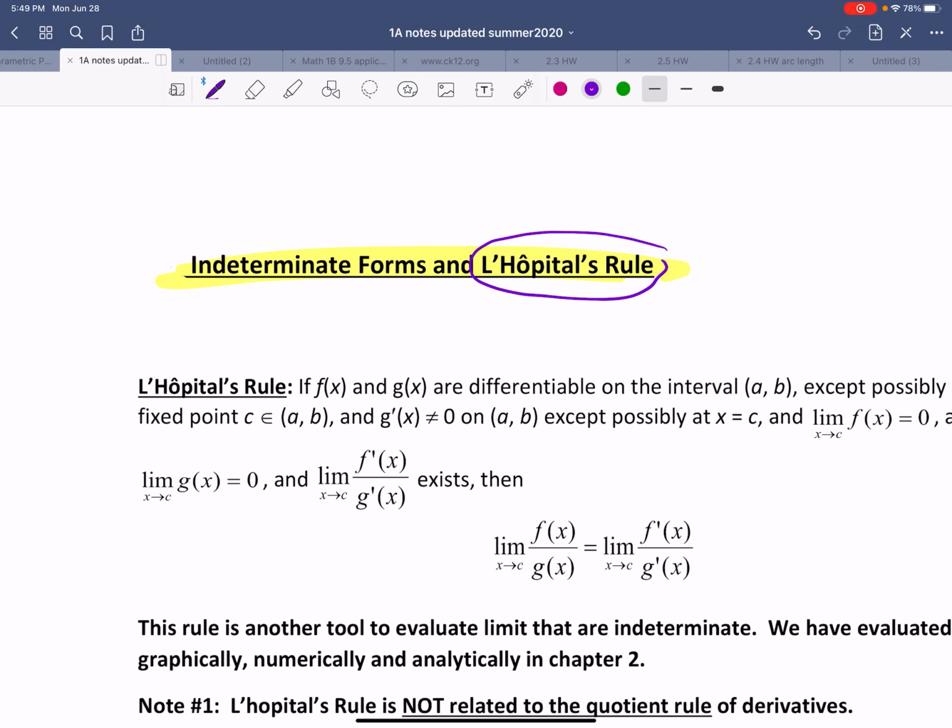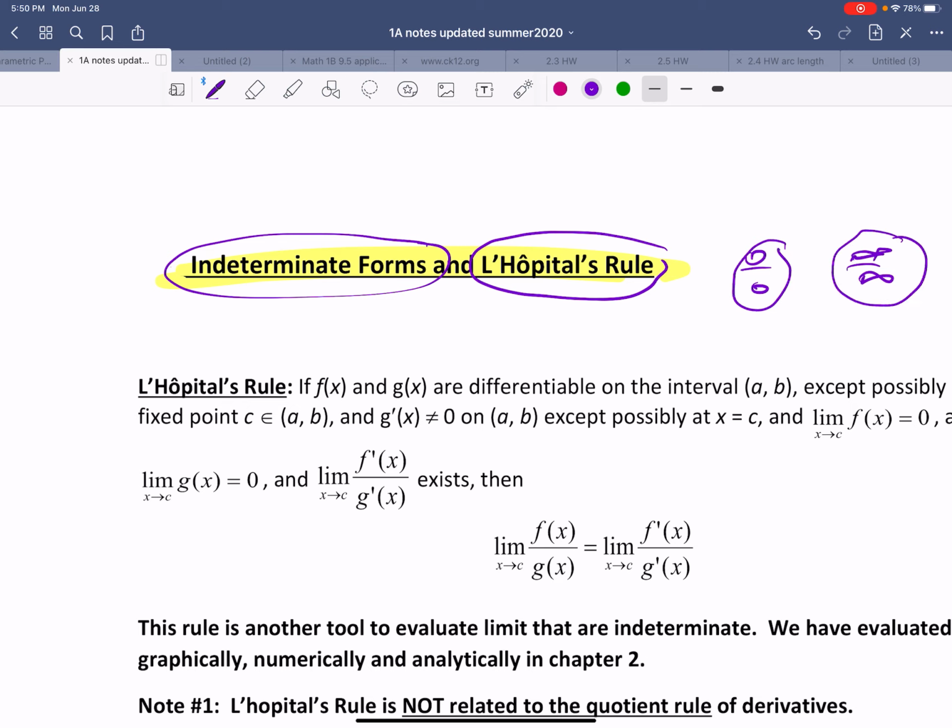In this video, our focus is to learn L'Hopital's rule. L'Hopital's rule can be used to evaluate the indeterminate forms of the limits when you have 0 over 0 or infinity over infinity form. We can also use it in some other forms where we can express our limit into 0 over 0 form or infinity over infinity form.